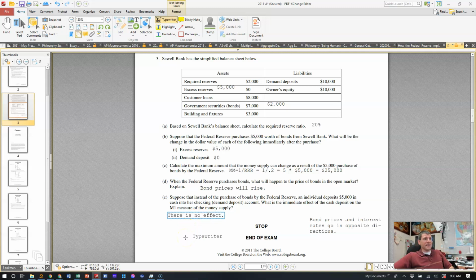And the reason is that if somebody puts cash into their demand deposit account, their checking account, what's the effect on M1? Well, there is no effect because cash was already in M1. All we did was transform a component of M1 from one type into another. So we transferred it from cash into a demand deposit. But the overall amount in M1 did not change. Okay? Both cash and demand deposits are in M1, so transforming it from one to the other doesn't change how much is in M1 overall. Okay?